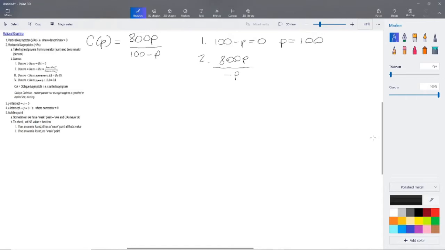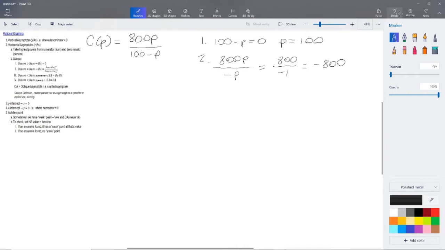And that assessment says, what do the powers have in common here? Is one greater than the other? And as you can see, they're not. The powers are the same. We've got p to the first power and p to the first power. So that means we get to cross those p's off, and whatever is left over is going to be our horizontal asymptote. In our case, it's 800 over negative 1, otherwise known as negative 800. So it's a smaller one, in that it's quite a ways below the axis.